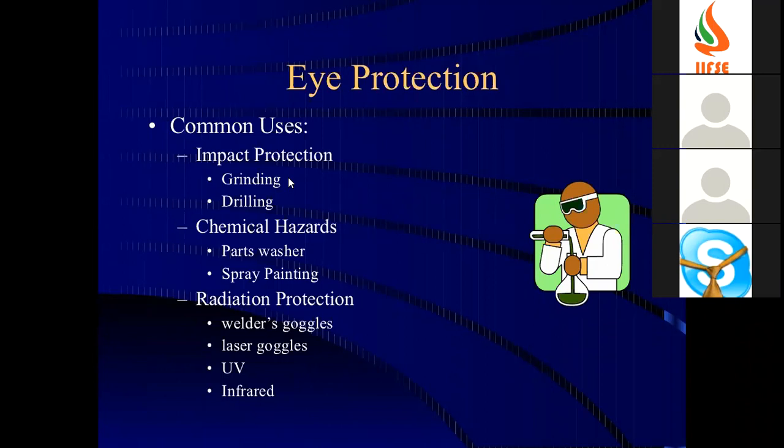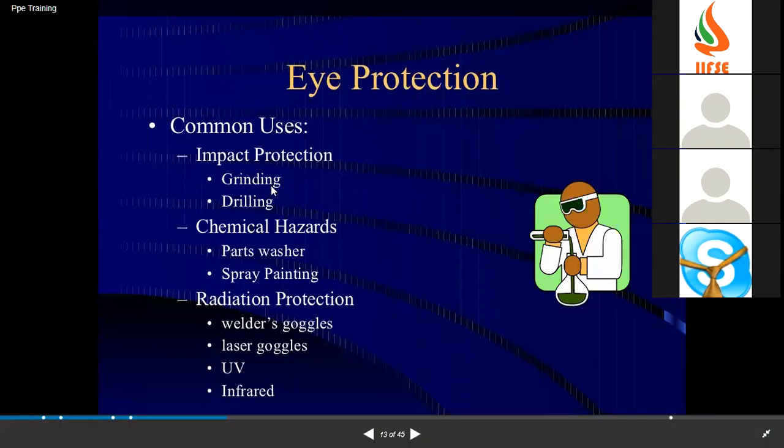Is it an entanglement hazard? ENT, entanglement. I, impact. Impact means some rotating equipment had an impact with you. Contact means the person comes in contact with a particular surface, a hot surface maybe. Ejection means the pieces coming out. Fine. So impact protection, grinding and drilling.